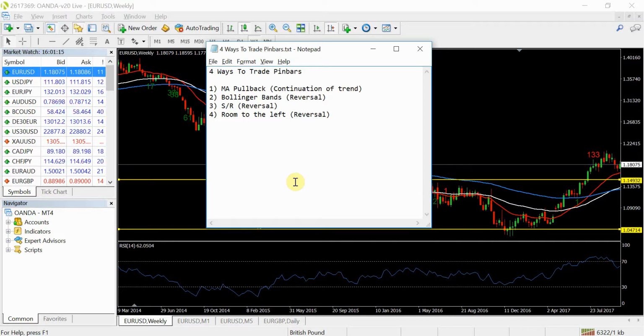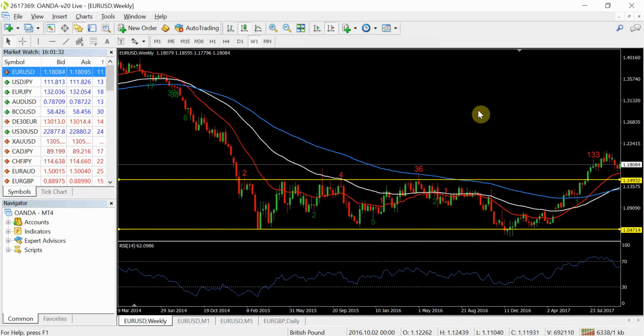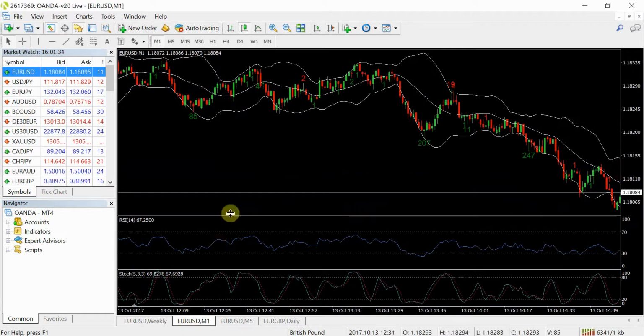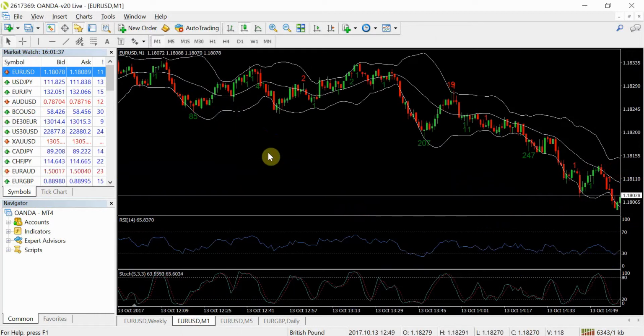Again, I'll show you an example of that, and I'll also try to show you confluence examples like I did with the moving average one, more than one reason why price will then turn, to give you better confidence in that trade. In this example, again, we're using Euro USD on a 1 minute time frame, just to show you that you can use pin bars on different time frames, with different levels of criteria for the pin bar.